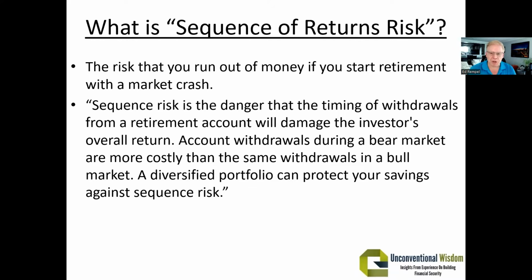I just pulled this off the internet. Here's a quick definition. Sequence risk is the danger that the timing of withdrawals from a retirement account will damage the investor's overall return. Account withdrawals during a bear market are more costly than the same withdrawals in a bull market. So a diversified portfolio can protect your savings against sequence risk. That's the conventional wisdom out there, and that's the conventional wisdom that causes all the problems.